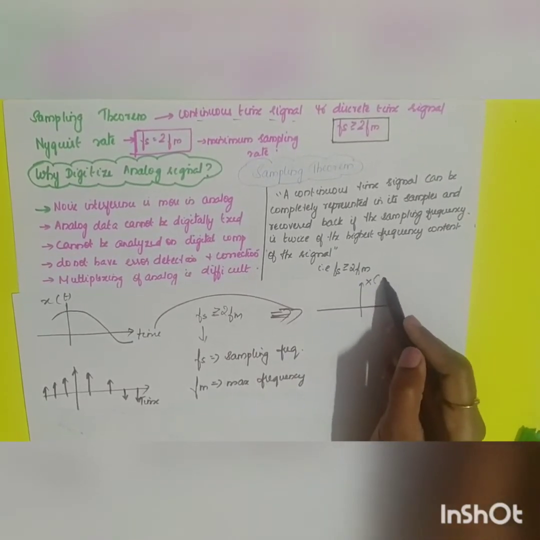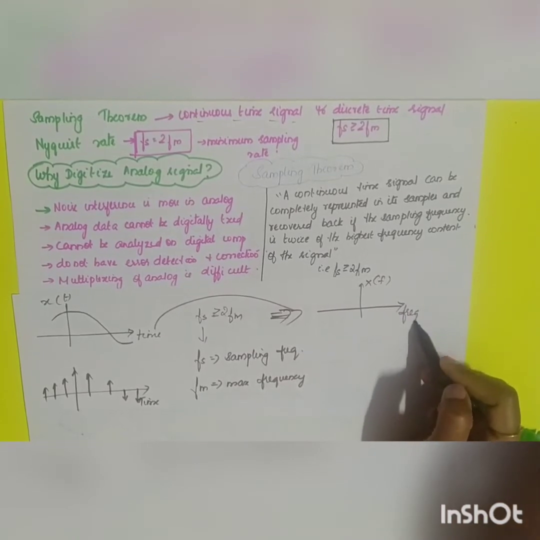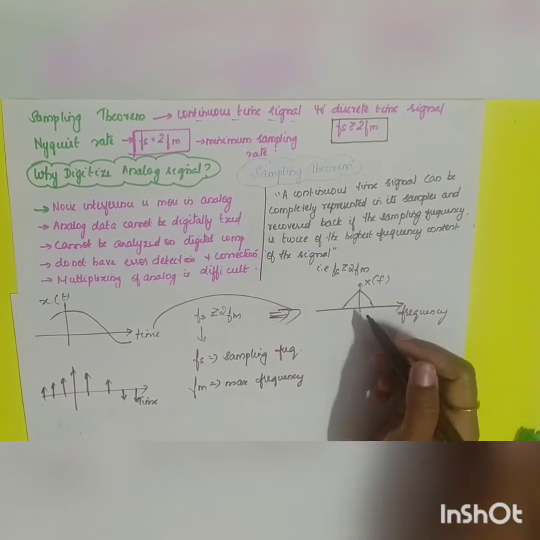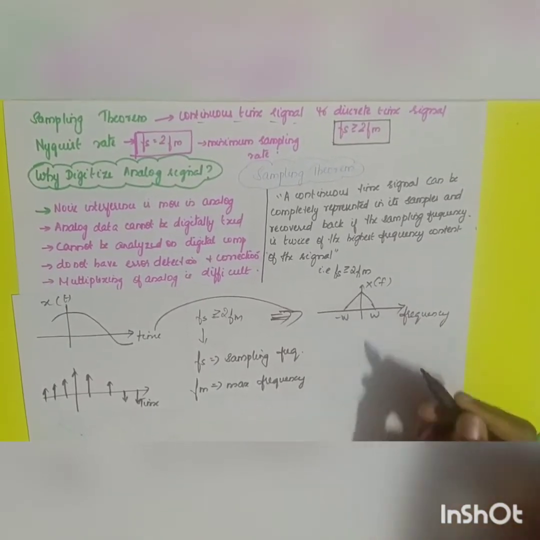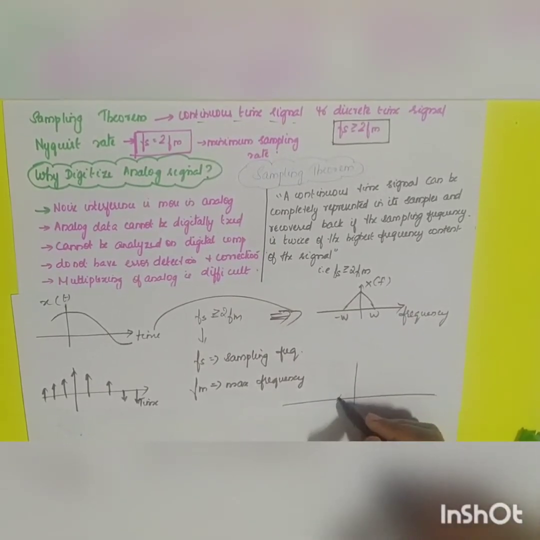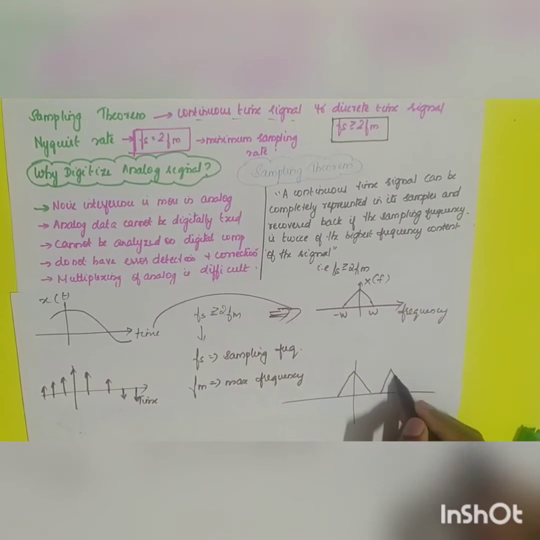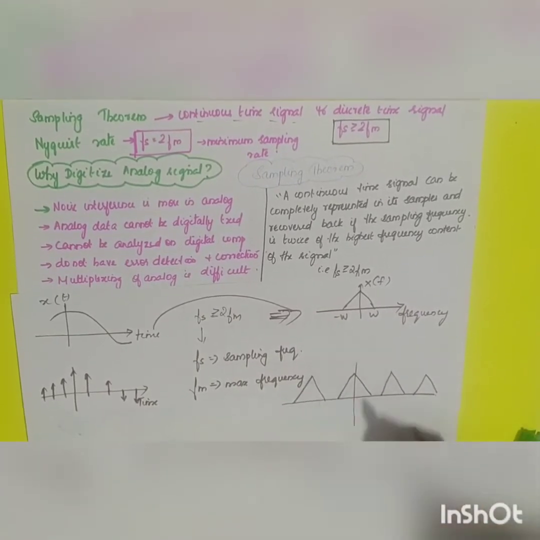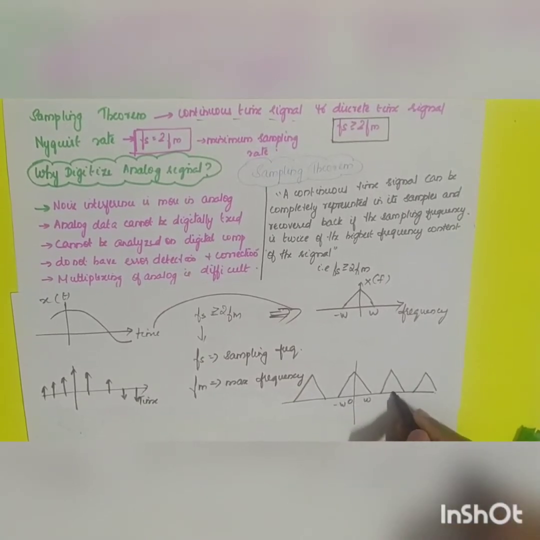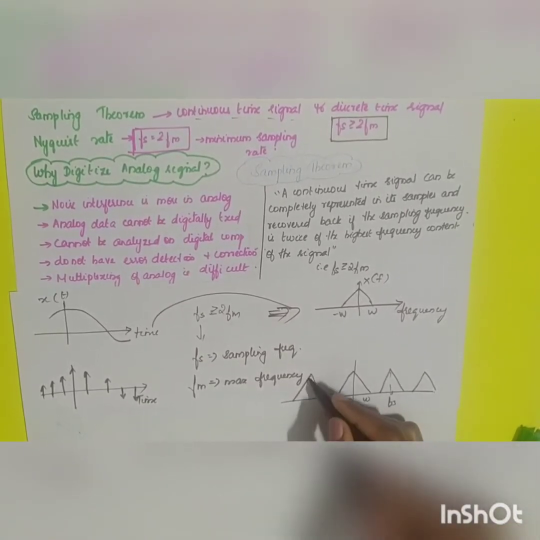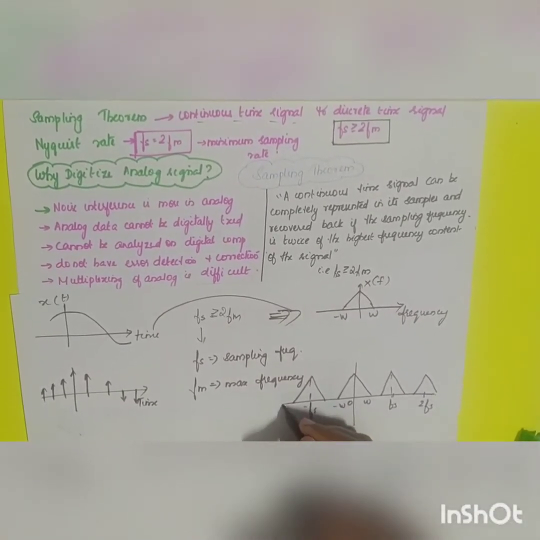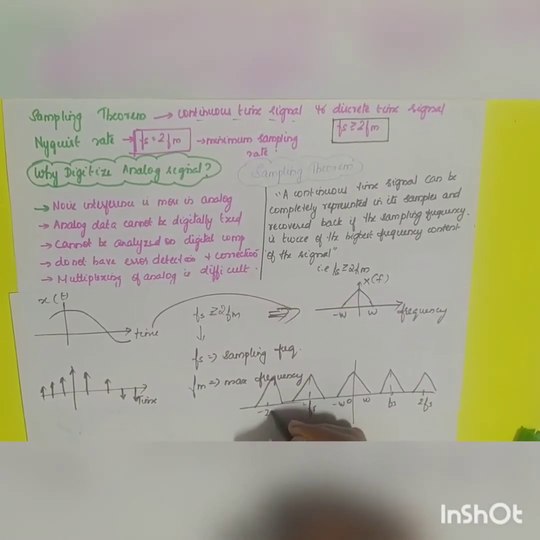It becomes X of f. If I take this in the frequency domain, it is called a spectrum. A band limited signal between the bandwidth W and minus W. So the sampled signal spectrum will be given like this. This is your sampling signal spectrum. This will be your band limited signal from minus W. The center frequency will be sampled at Fs, minus Fs, 2Fs, minus 2Fs, etc.